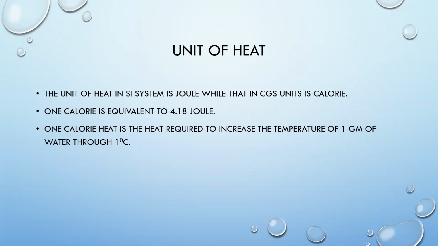Unit of heat. The unit of heat in SI system is joule, while that in CGS unit is calorie. 1 calorie is equivalent to 4.18 joule. 1 calorie heat is the heat required to increase the temperature of 1 gram of water through 1 degree Celsius.